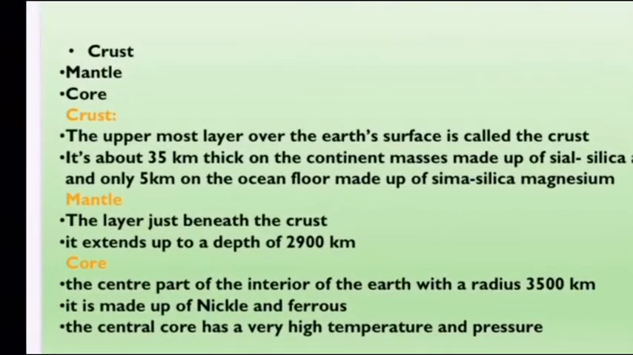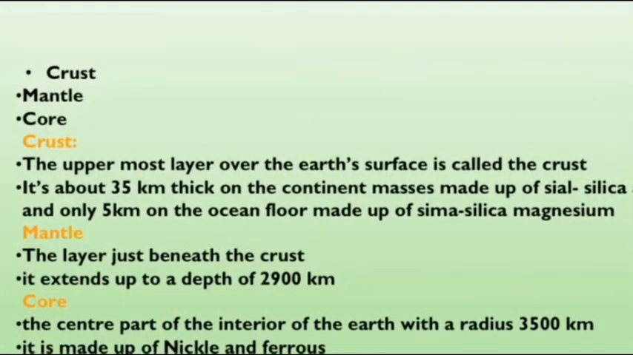So the next topic is the inside of the earth. The earth is made up of 3 concentric layers, meaning layers around the center part of the earth, so we call them concentric layers. The first one is crust, the second one is mantle, the third one is core. First we are going to see the crust.